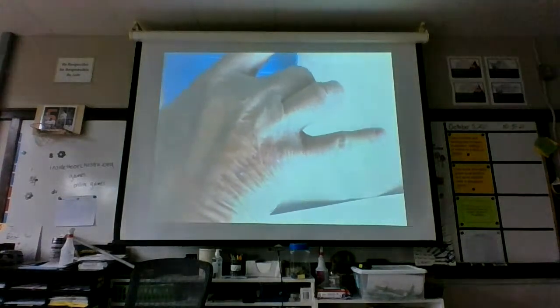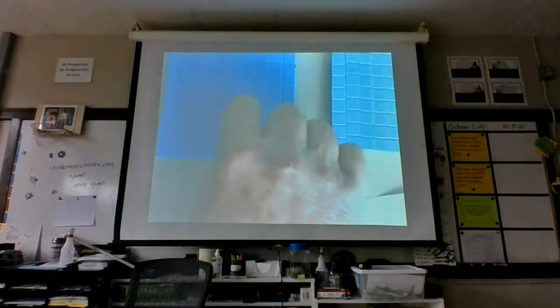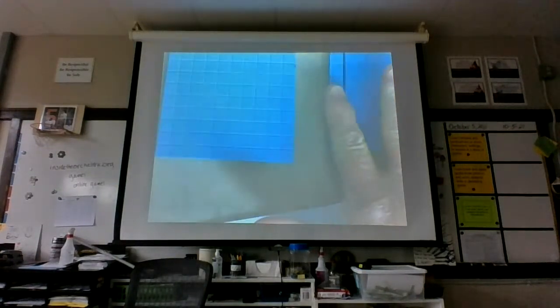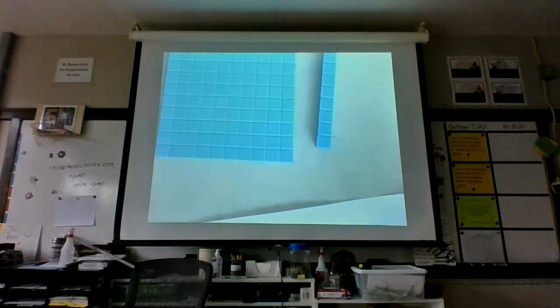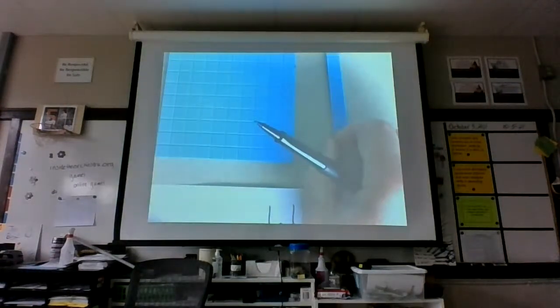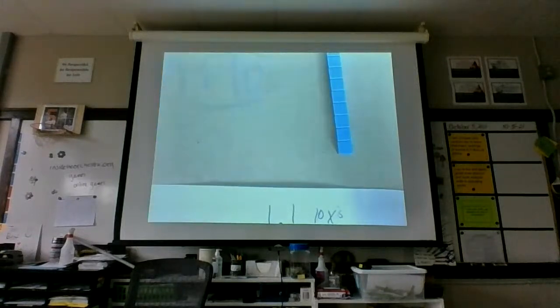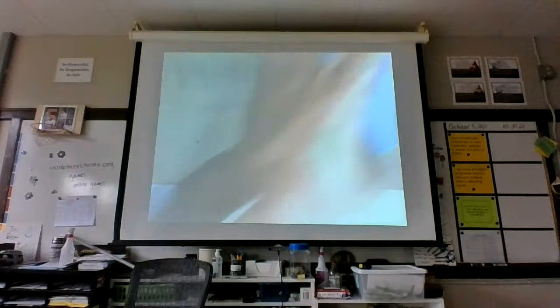Takes 10 of these to equal 1 of these. So 1 of these 10s is 1 out of 10. So when it's to the right, it's a fraction. When it's to the left, it's a whole number. It's times, okay? So we're going to move on to a new lesson today.